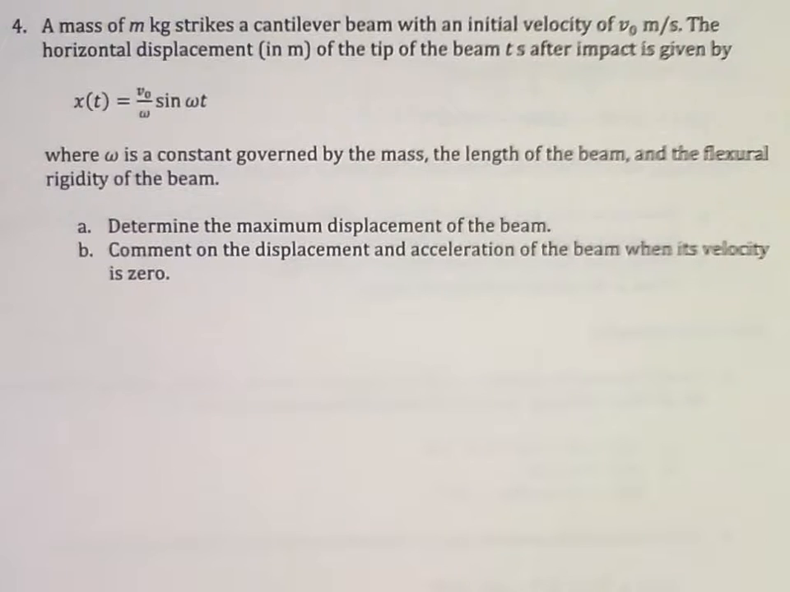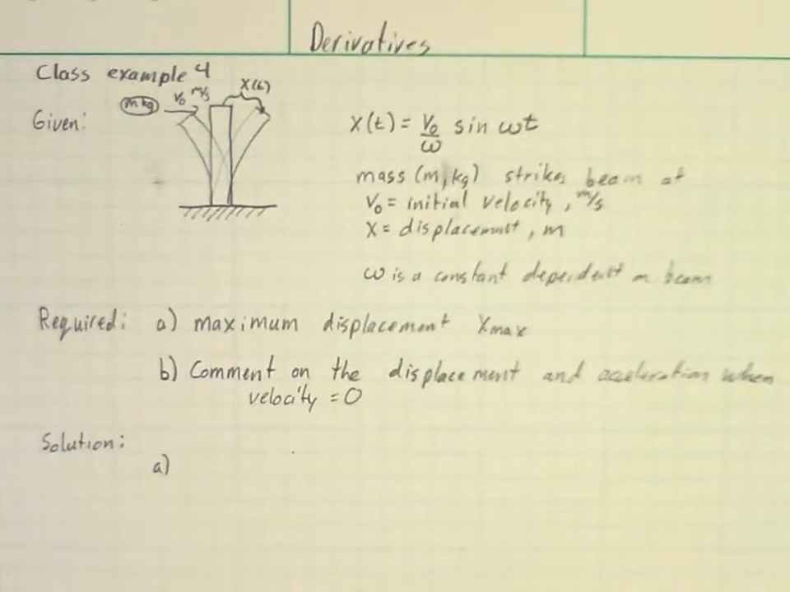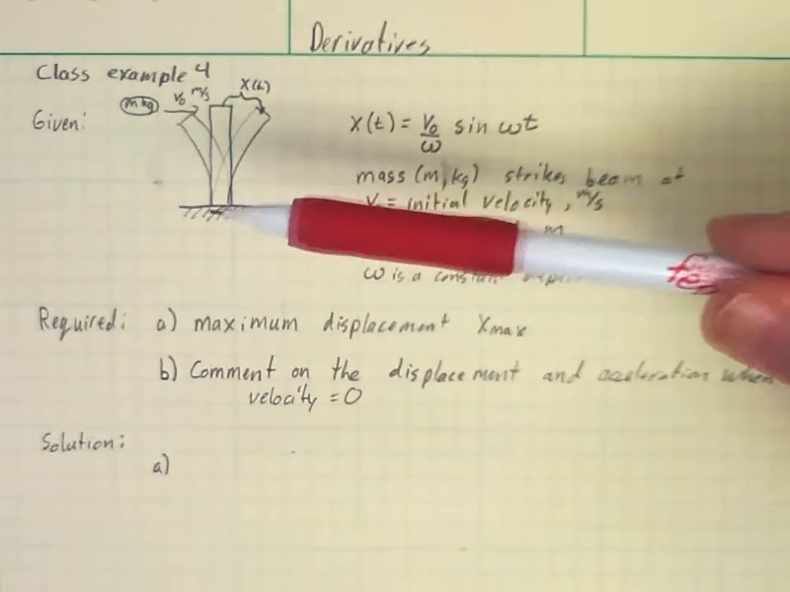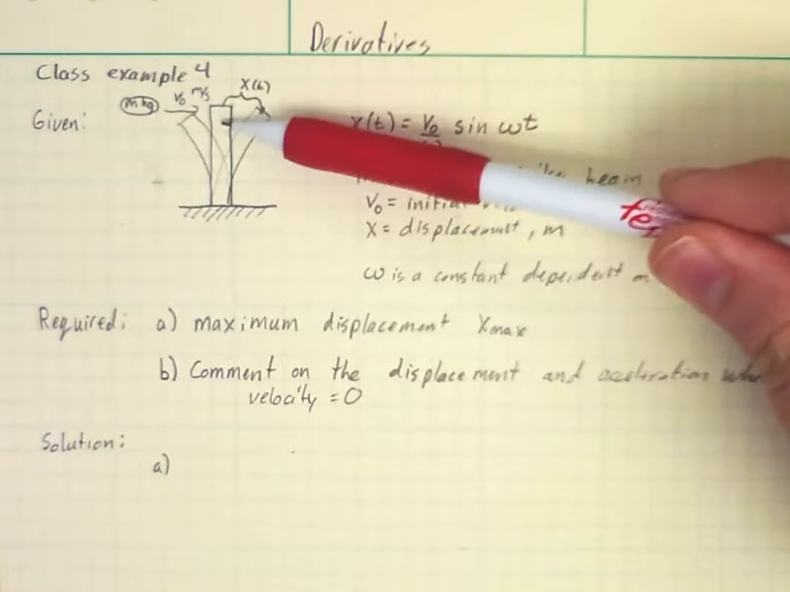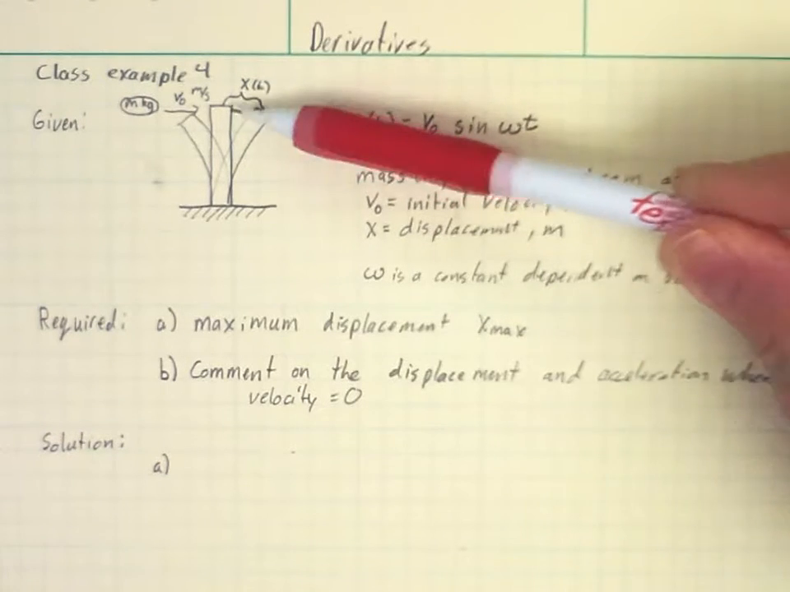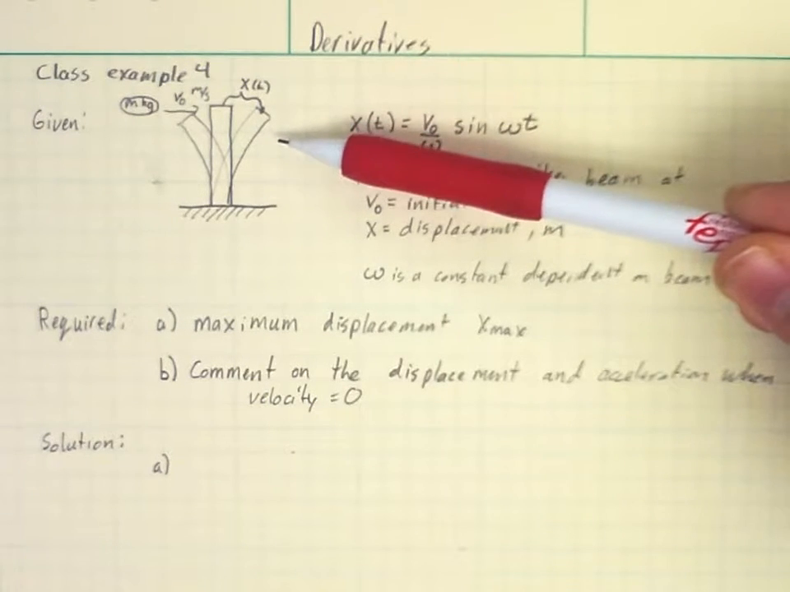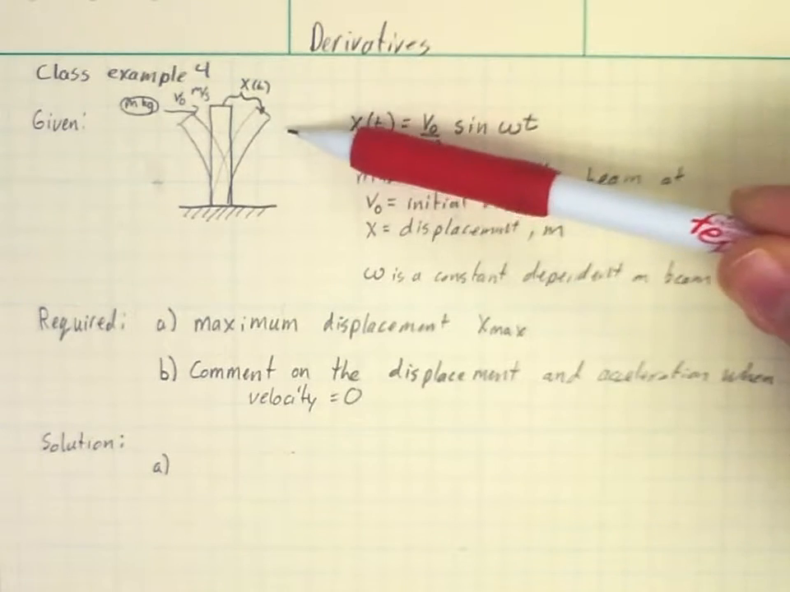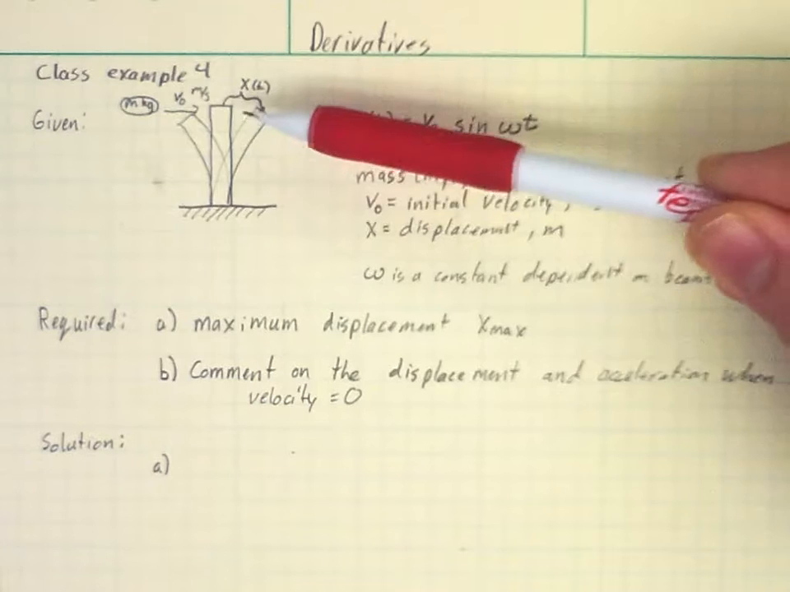We also want to comment on what happens to the displacement and acceleration of the beam when the velocity is equal to 0. So we'd set up our sheet, just to give you an idea of what's happening. We've got some mass in kilograms that's going to hit the beam. So it goes from being a straight beam to being deflected this way. And because it's a sine wave of deflection, it's going to go this way, then bounce back, and keep shifting back and forth between these two places.